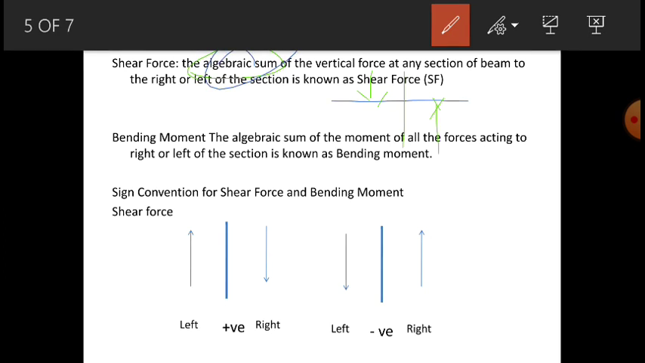So it is called the algebraic sum of only the vertical forces, no horizontal forces. Okay, only the vertical forces at any section of the beam, to the left or the right of the section of the beam, is called shear force. Here understand, we are doing the algebraic sum of the vertical forces in the shear force.